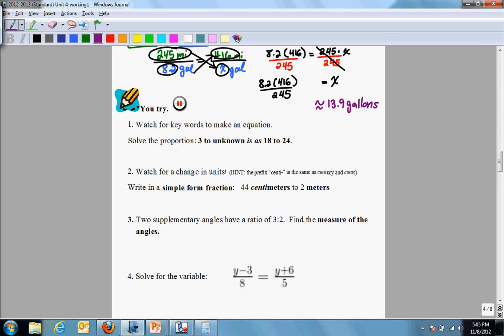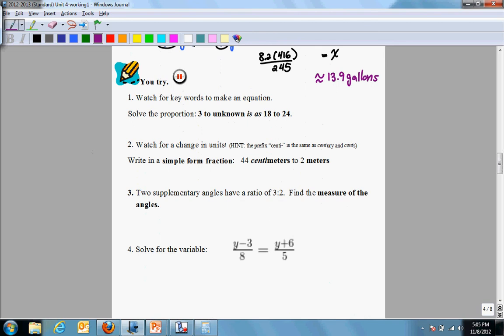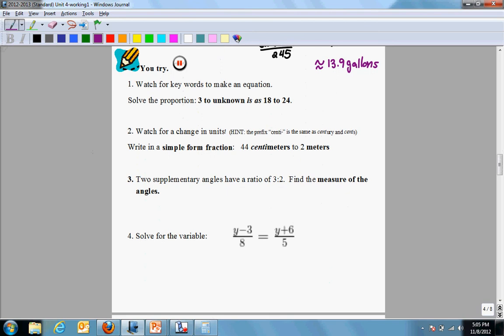So what I'd like you to do now is take a shot at these 4 problems on your own. Please really, truly try to do these on your own. I'm going to give you 5 minutes, and then when the 5 minutes are up, whatever you have done, let's go over it together.